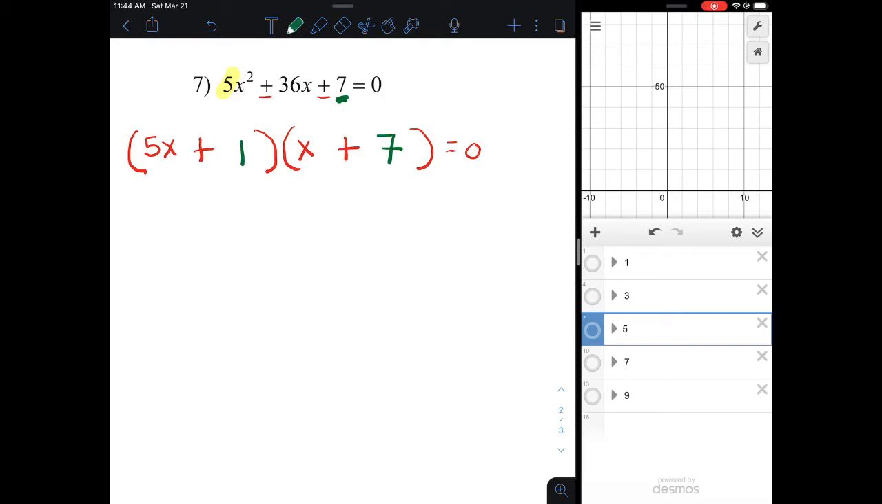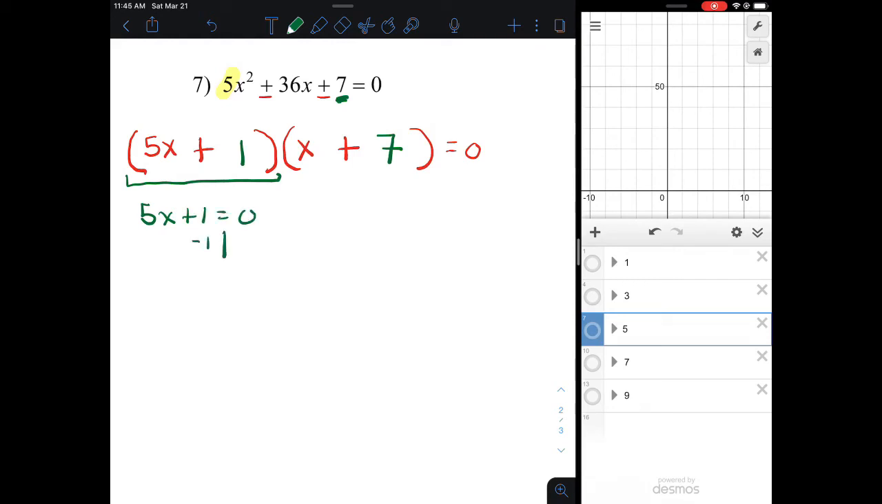Now I want to solve these two. So I work through here and say, all right, I can make the left-hand side equal 0 via multiplication if I made the 5x plus 1 produce a value of 0. So I say 5x plus 1 equals 0.